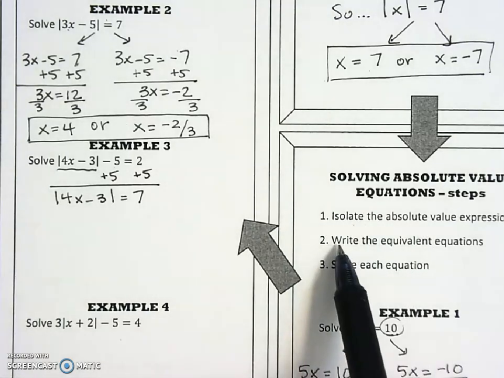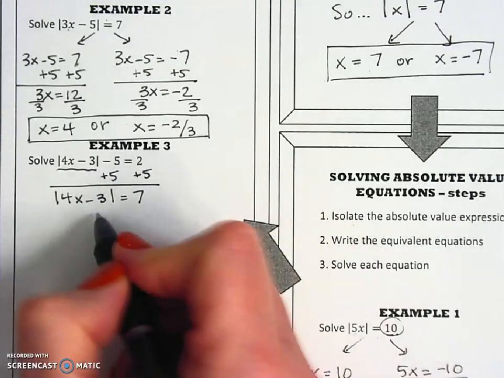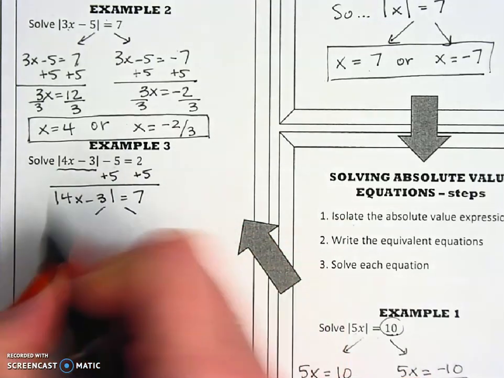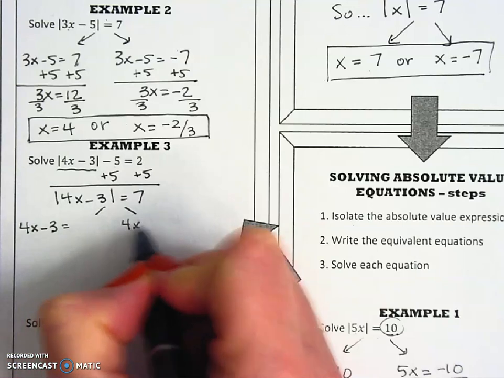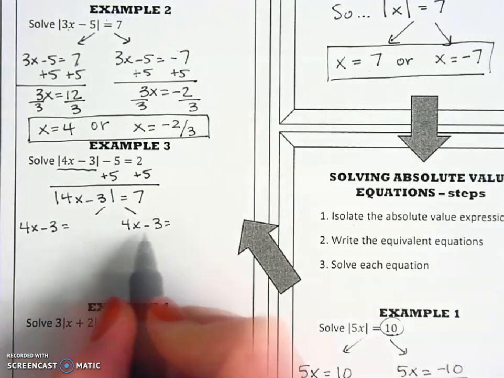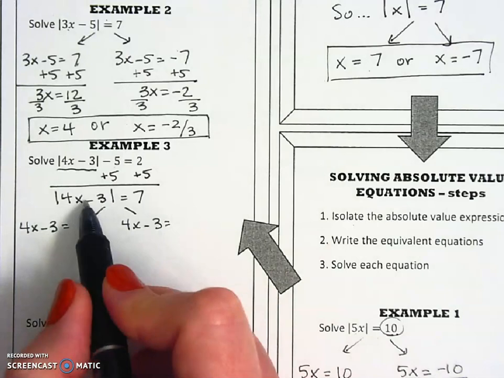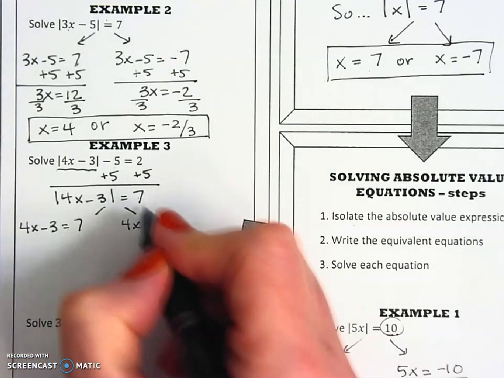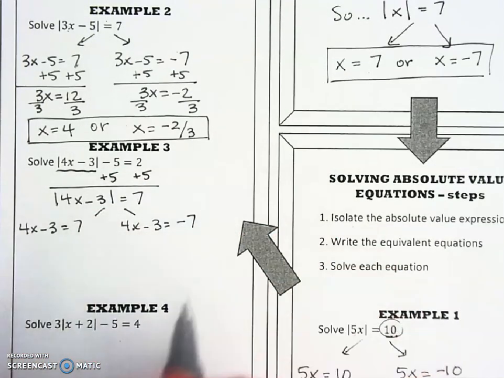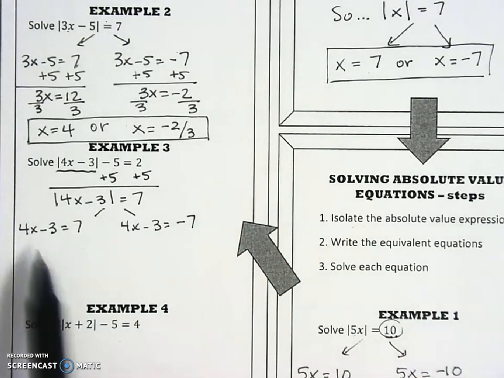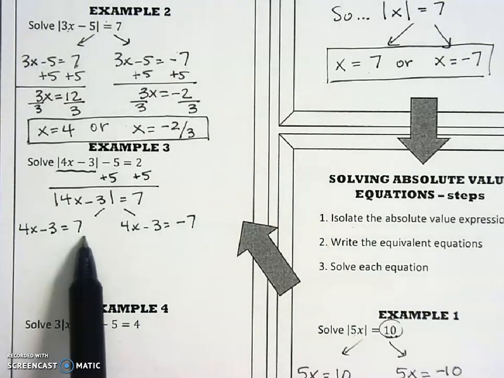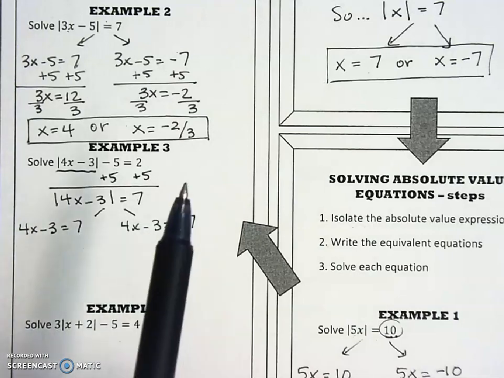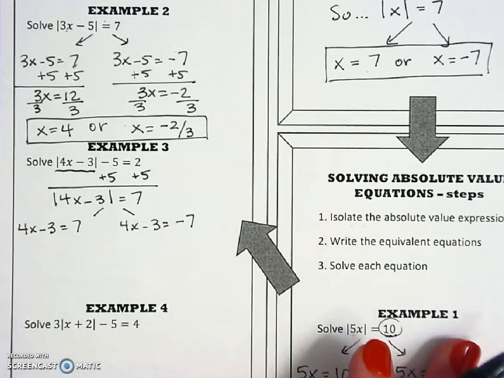So now I go to step 2, write the equivalent equations. So you take the stuff inside. You're not changing any of that stuff inside. Just 4x minus 3, 4x minus 3. And that can either equal a positive 7 or it can equal a negative 7. So I want you to pause your video and solve these 2 equations. You're going to be adding 3 and then dividing by 4. So you take a minute, pause, and work that out before you come back.